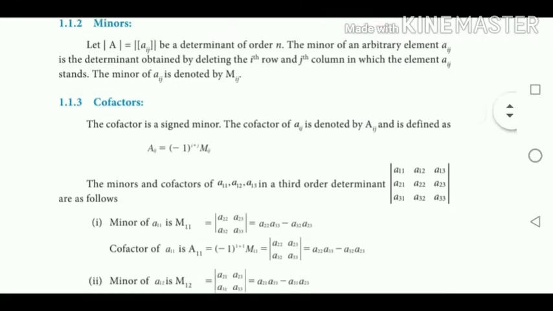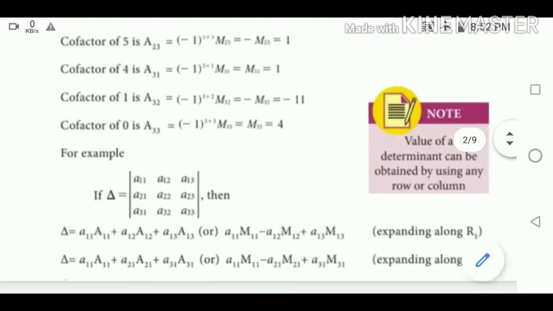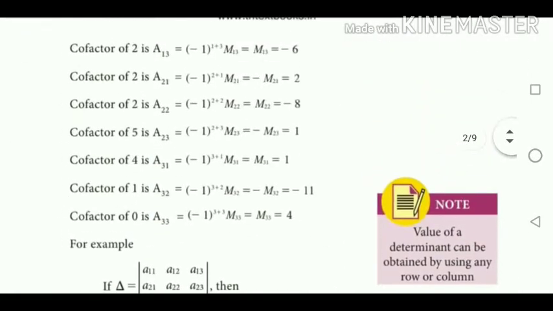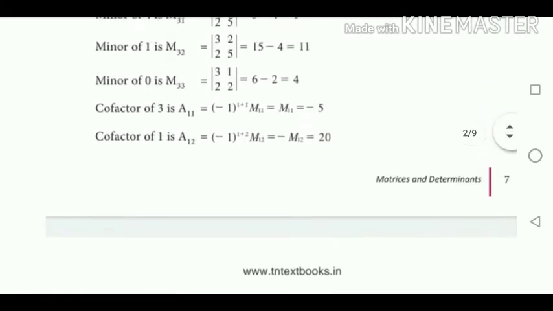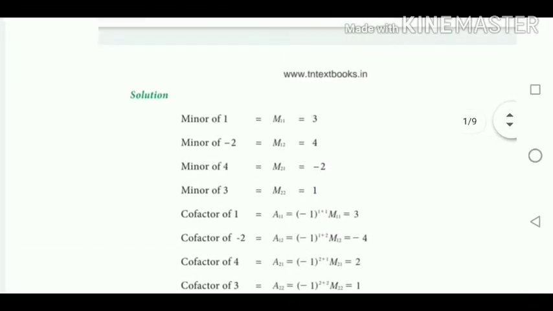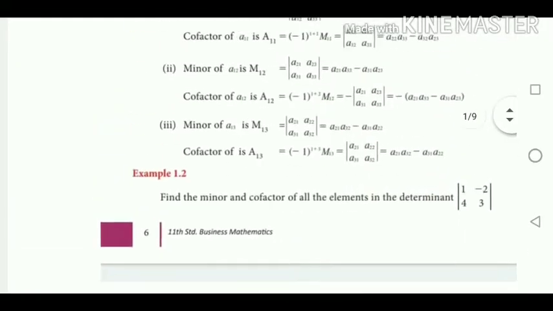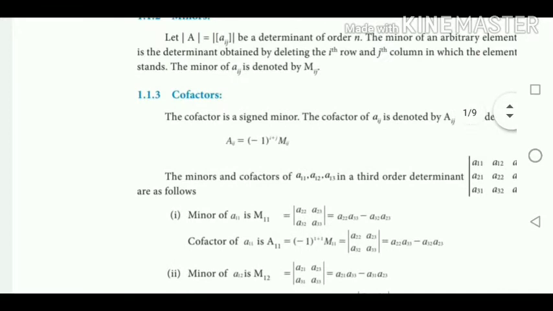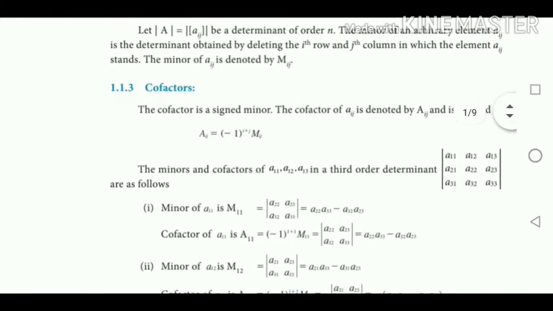Now we are going to see about the cofactor. Cofactor is nothing but we are giving some sign to the minor. That is the way we are finding the cofactor. Cofactor is a signed minor. The cofactor of a of ij is denoted by A of ij and is defined as minus 1 power i plus j into m of ij.